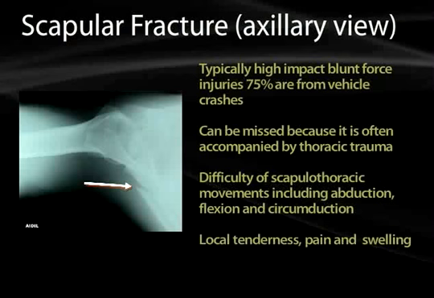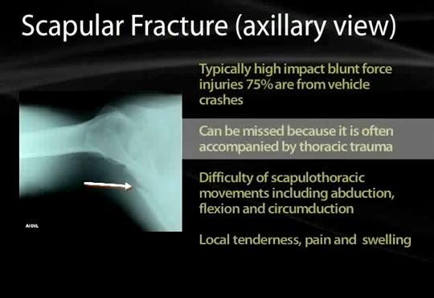They're oftentimes accompanied by thoracic trauma, so they can get missed in many cases because they're so focused on the thoracic trauma that the scapular fracture is secondary to it. And it's simply because of the placement of the scapula that it's so close and that it doesn't get injured without a high impact force that these are two things tied together commonly.